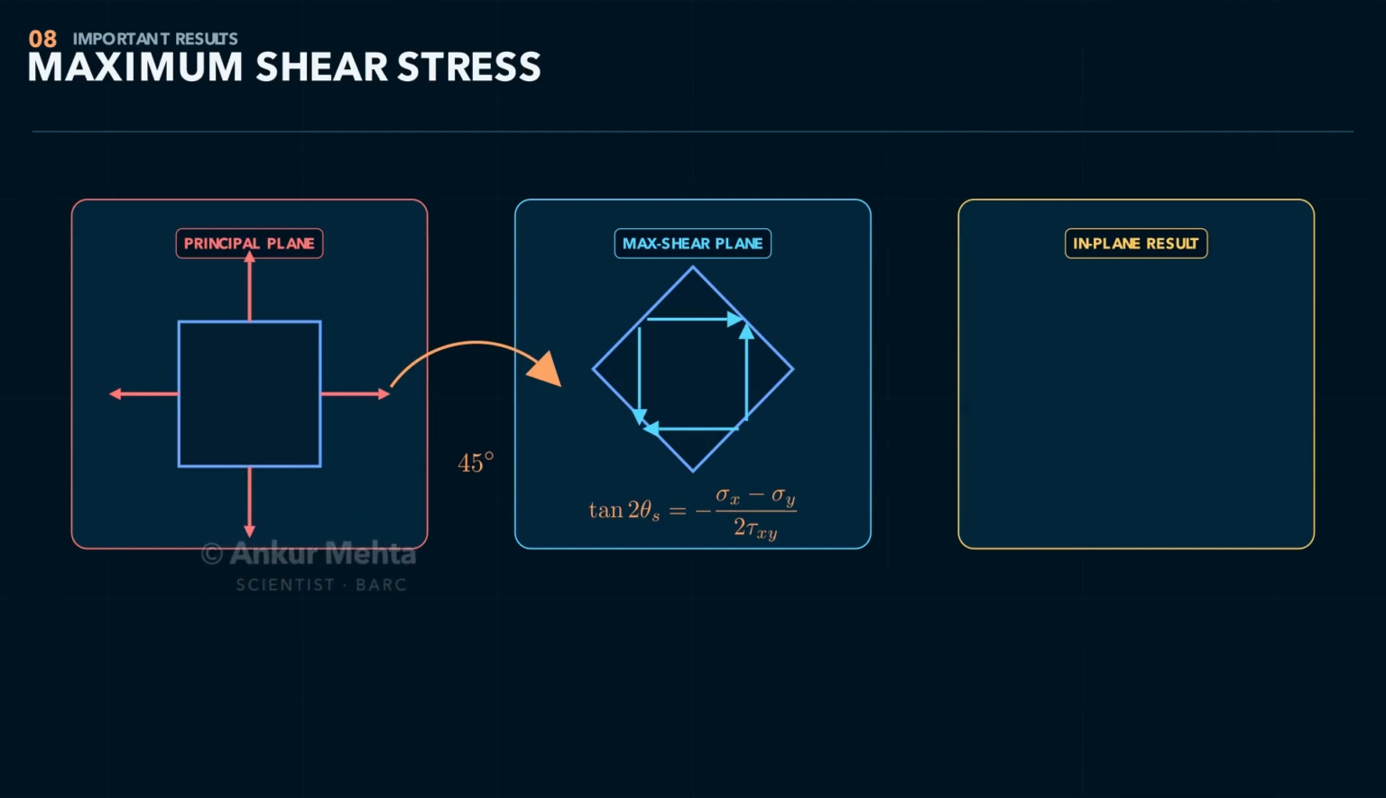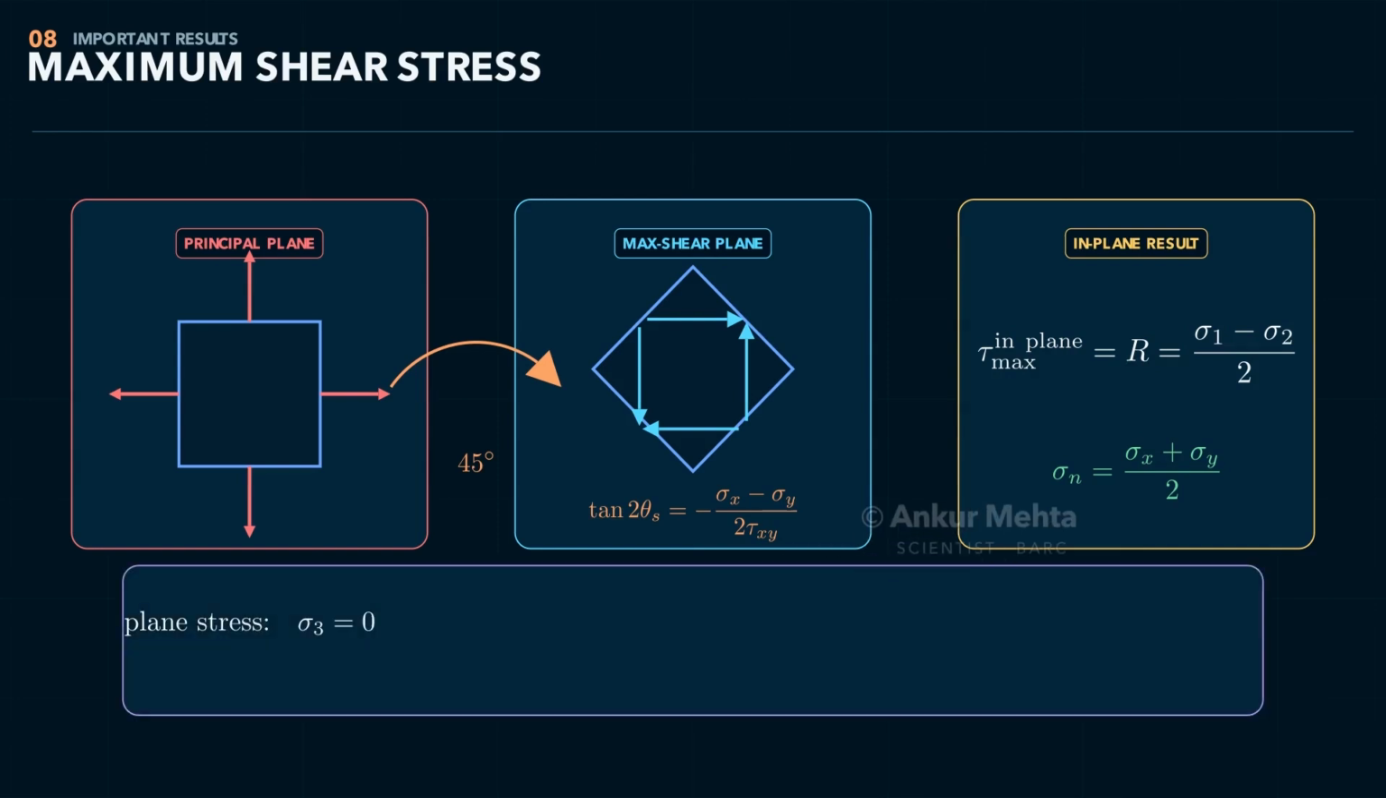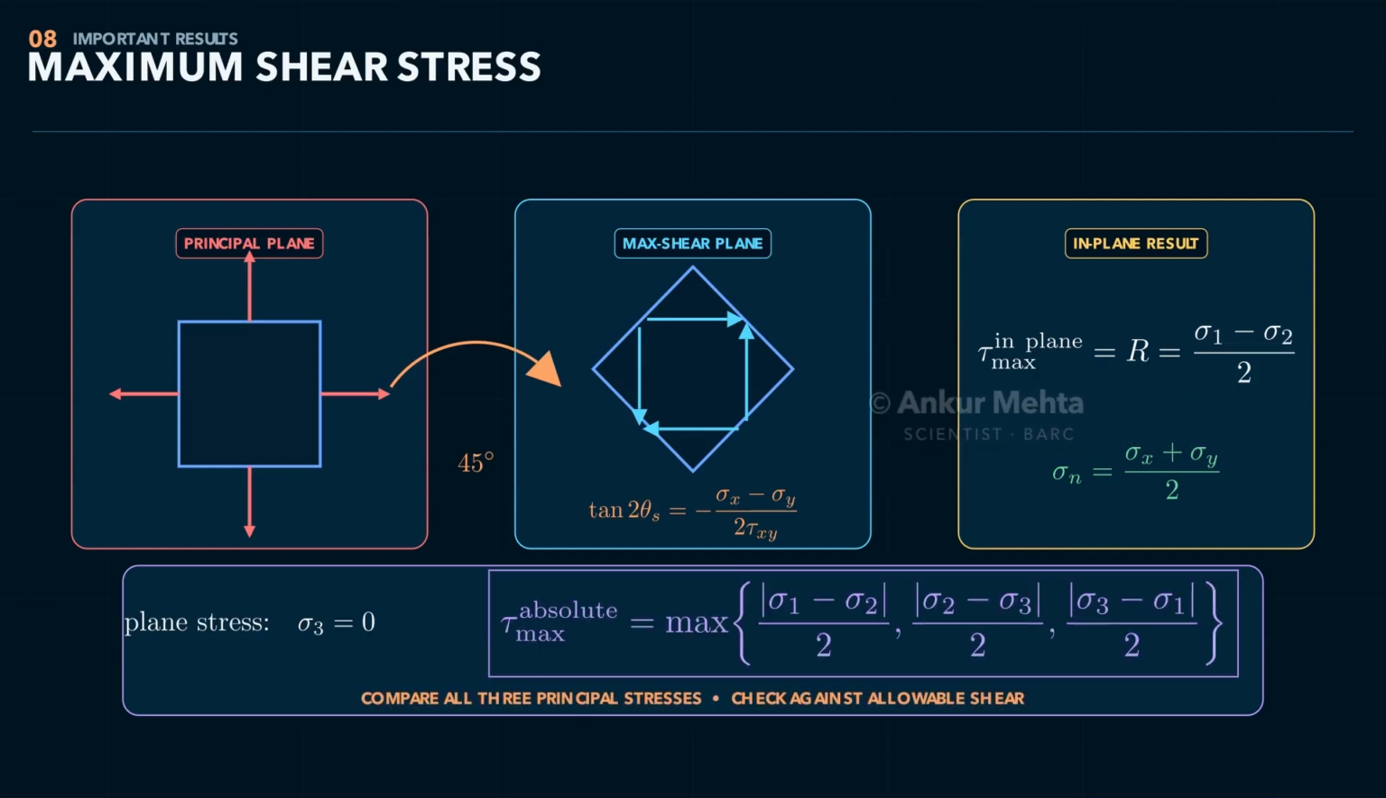One more design detail matters. Under plane stress, 0 is also a principal stress in the z direction. Absolute maximum shear is the largest of the three half differences between sigma 1, sigma 2 and sigma 3. Depending on their signs, it may be larger than the maximum shear visible in the xy plane. For a shear-based design check, compare it with the allowable shear stress.